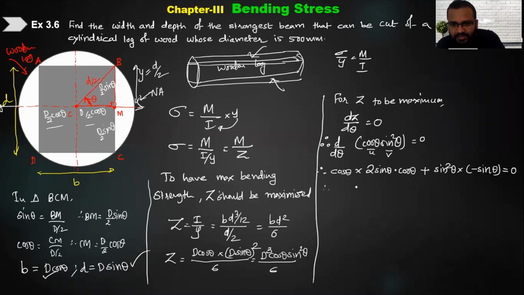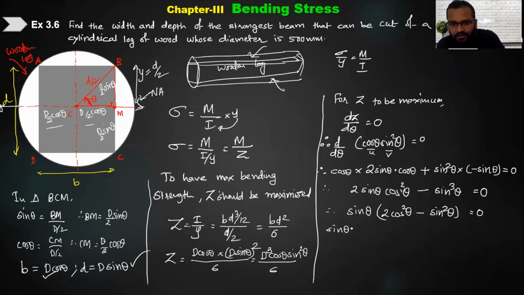So let's simplify this. It becomes 2 sin theta cos square theta minus sin cube theta equal to 0. Taking sin theta common, what remains is 2 cos square theta minus sin square theta. So either sin theta can be 0, or this 2 cos square theta minus sin square theta can be 0.